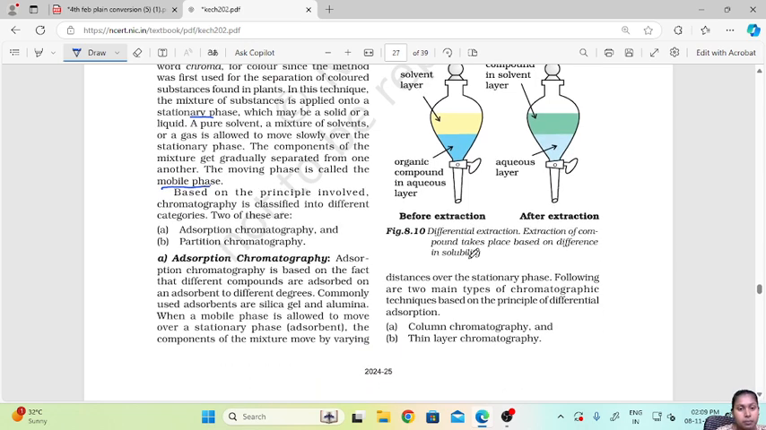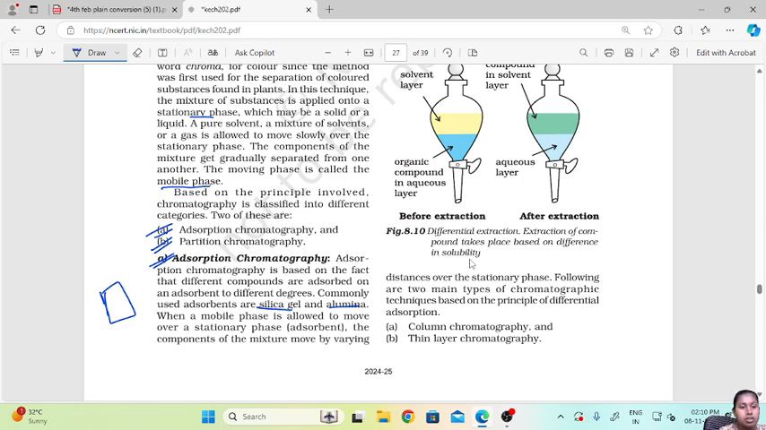Now based on the principle involved, chromatography is classified into two categories: adsorption chromatography and partition chromatography. Now, what is adsorption chromatography? Adsorption chromatography is based on the fact that different compounds are adsorbed on an adsorbent to different degrees. Commonly used adsorbents are silica gel and alumina. Your stationary phase is called the adsorbent, to which your compounds are adsorbed.